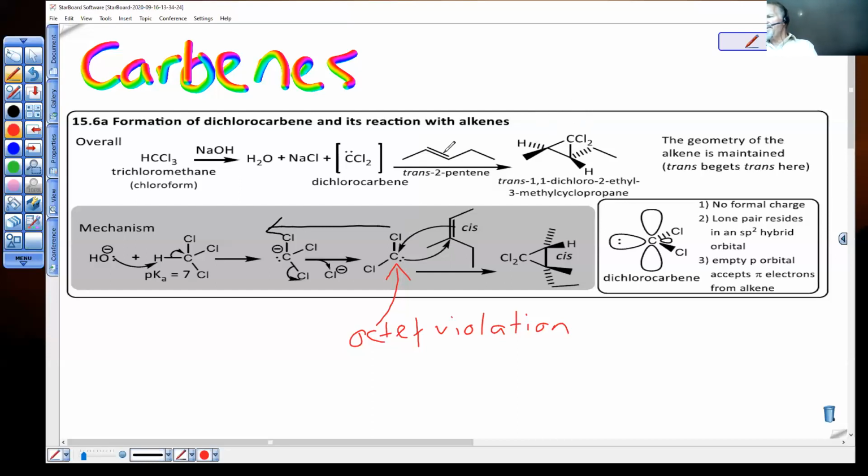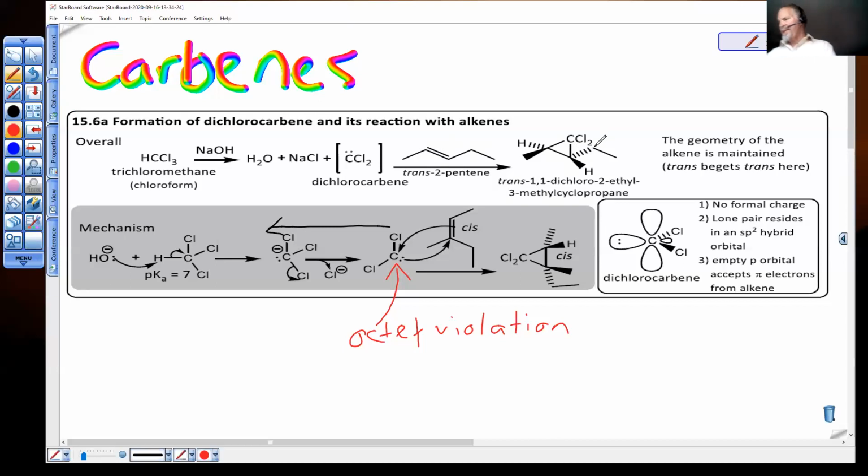And that means the groups methyl and ethyl, which started trans to each other, will end trans to each other. There's no backside attack in this mechanism. So what we say is the geometry of the alkene is maintained. Trans begets trans. We had a trans alkene, and we have a trans product here with methyl on a wedge and ethyl on a dash.